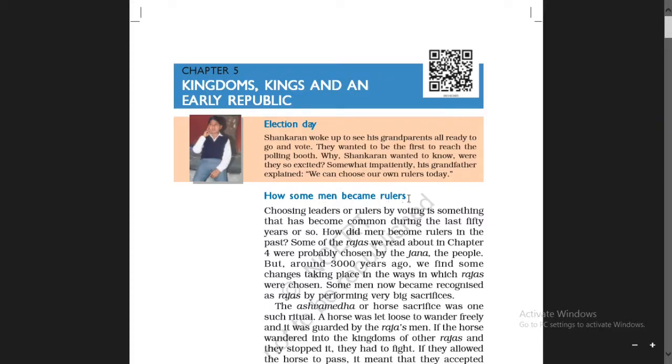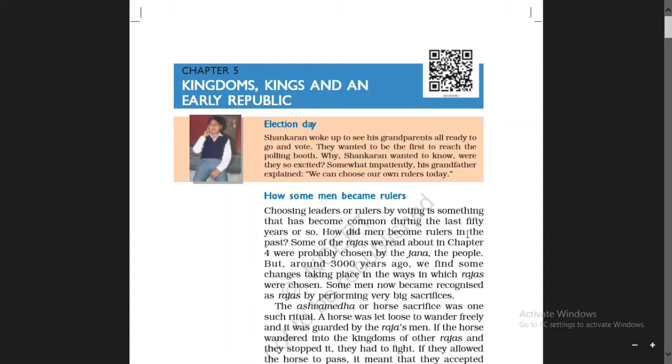How did some men become rulers? Let us see the process. How did some men become a leader or rule the country or the state? Choosing leaders or rulers by voting is something that has become common during the last 50 years or so. Boys, choosing the leaders or rulers just by casting a vote has become common only in the last 50 years or so.